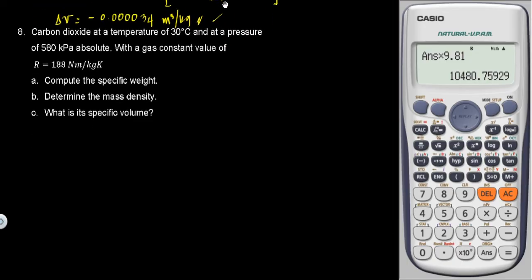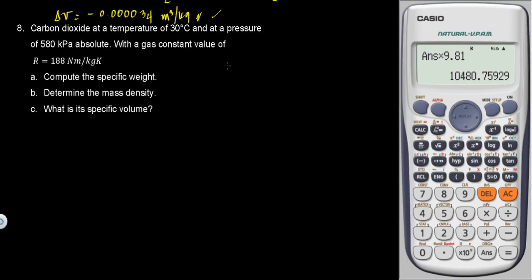Okay, last number. Carbon dioxide at a temperature of 30 degrees C and a pressure of 580 kPa absolute, with a gas constant value of 188 Newton meter per kilogram per Kelvin. So, dapat, yung temperature natin dito, which is given in degree C, kailangan i-convert natin to in Kelvin. Add tayo ng 273, no? Yes. Then, yung absolute pressure.